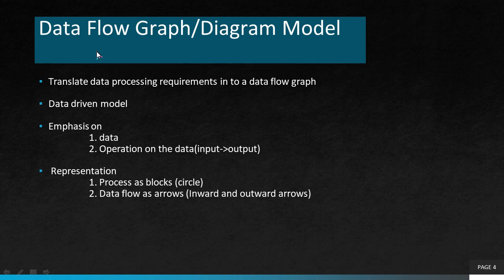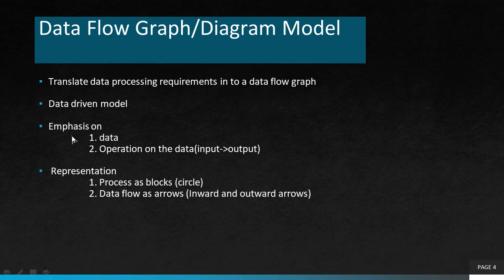So the first one is data flow graph or diagram model. It translates the data processing requirements into a data flow graph. So all embedded systems will contain some processing requirements. In this model, these processing requirements are translated into a data flow graph. And the second main thing is that it is a data driven model. What is a data driven model? A data driven model is one in which the execution is determined by data. So the data flow graph model is a data driven model in which the execution of the process is determined by data.